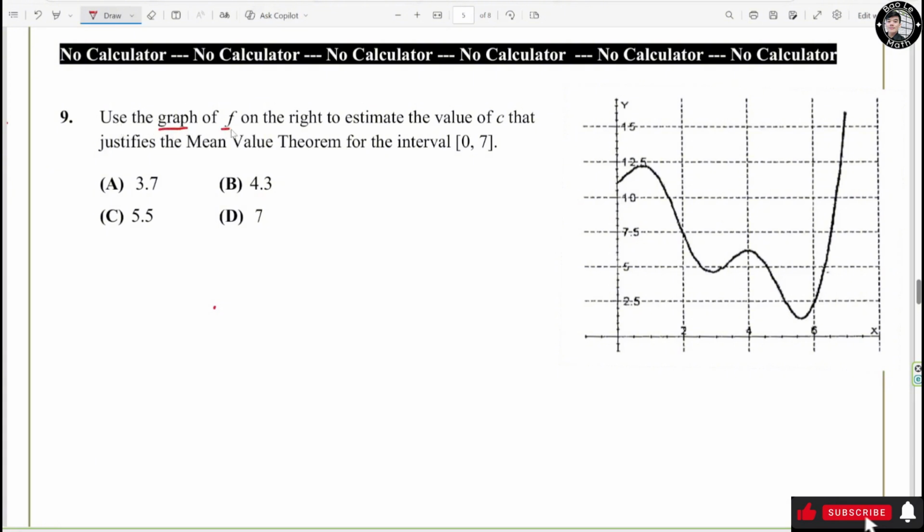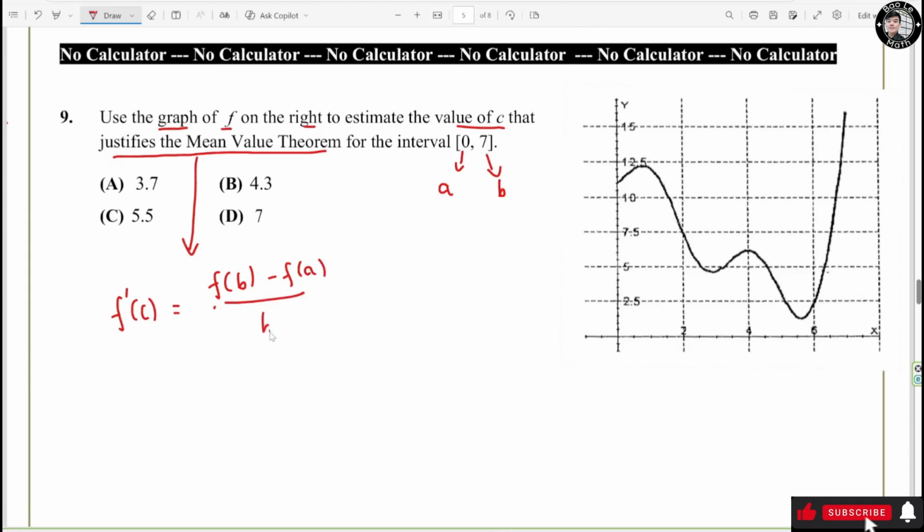Now let's move on to question 9. Use the graph of f on the right to estimate the value of c that justifies the mean value theorem for the interval 0 to 7. So 0 means a, 7 means b. The mean value theorem is f prime of c equals f of b minus f of a over b minus a. This one is the slope of the secant line, and this one is the slope of the tangent line.